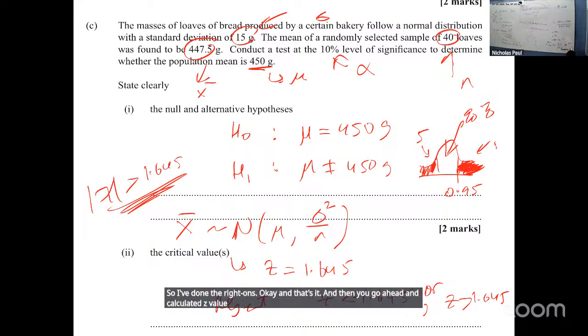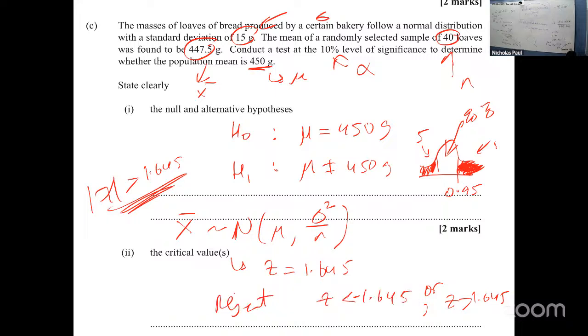What's the formula for the Z value again? Very good. Somebody type that real fast. X bar minus mu, all over sigma on root n. That's it.